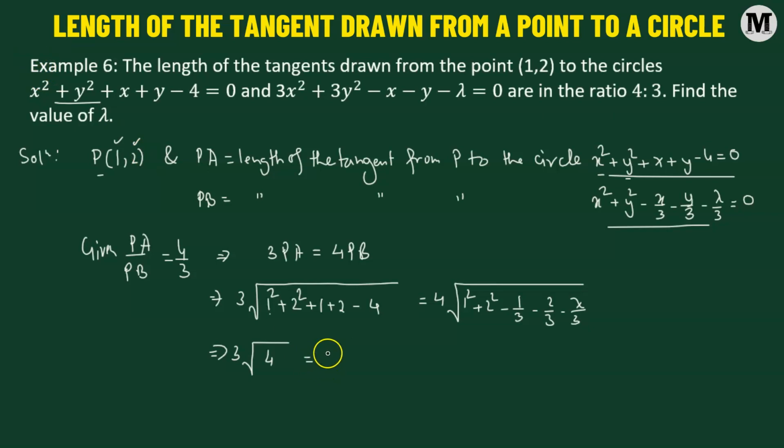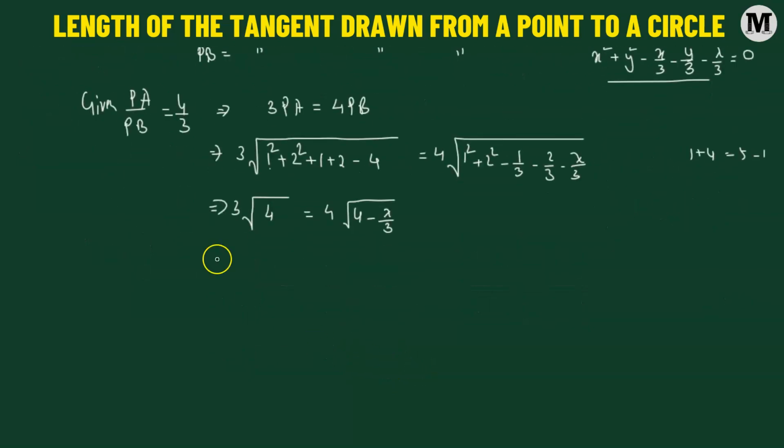Now that will be equal to 4 times the square root of, so here we have 1 plus 4, that will be equal to 5. Negative 1/3 and minus 2/3, that's going to be negative 1. So we have 5 minus 1, that's going to be 4. We have 4 minus lambda over 3. Let's square both sides. That will give us 9 times 4 equals, squaring 4 will give us 16. Squaring the square root of 4 minus lambda over 3 is simply 4 minus lambda over 3.